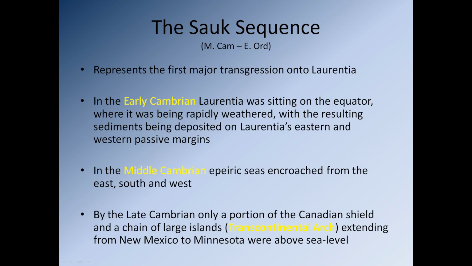So in the Middle Cambrian, we see the encroachment of an Epeiric Sea from the east, south and west. We have a very large marine transgression going on. So by the late Cambrian, only a portion of the Canadian Shield and a chain of large islands called the Transcontinental Arch, which extended from New Mexico to Minnesota, were above sea level.